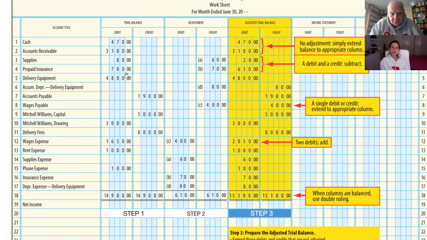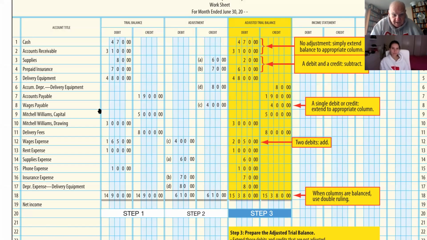Prepaid insurance, 700. We used 70. We got 630 left. You get the idea? Accumulated depreciation. We had none to begin with. Now we have 80. And so on and so forth.